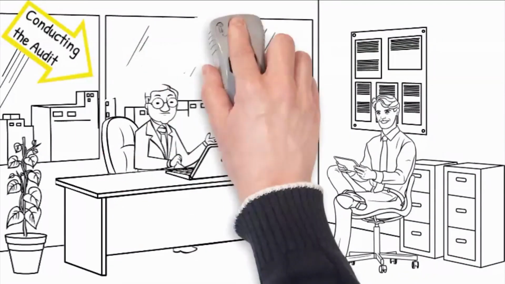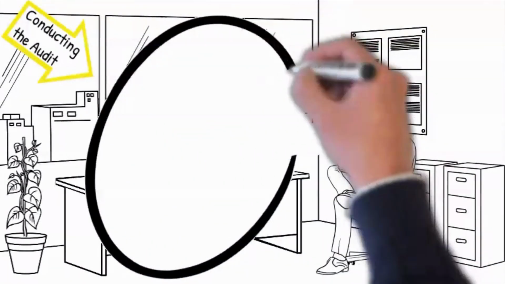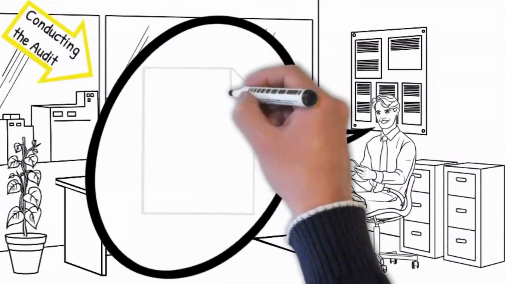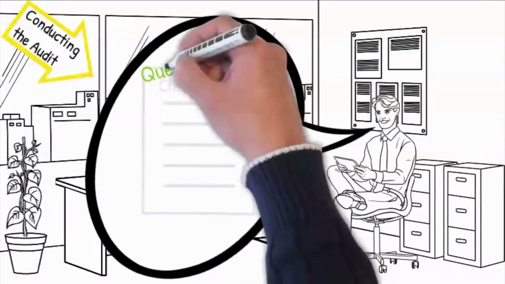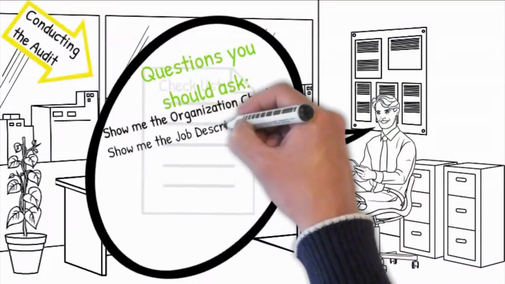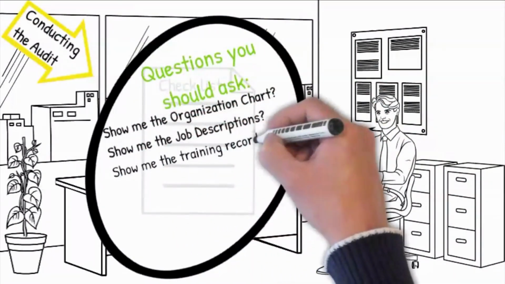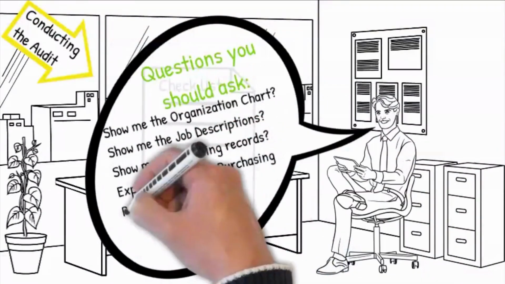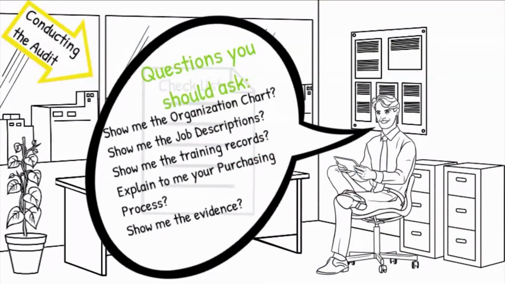The discussion moves from general questions to detailed questioning. You can start by asking to review the organization chart and then follow the chronological order by asking for one employee's job description and training records. And then you can ask them to show and explain to you the detailed process.